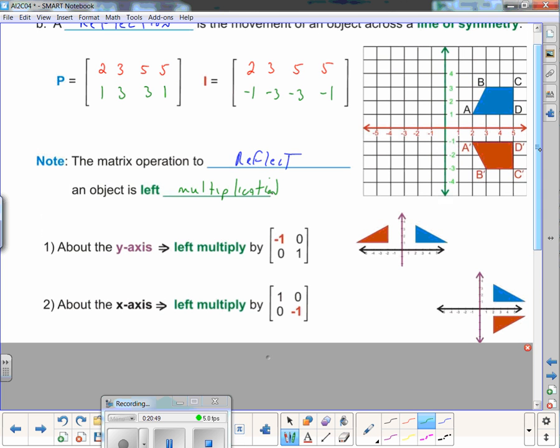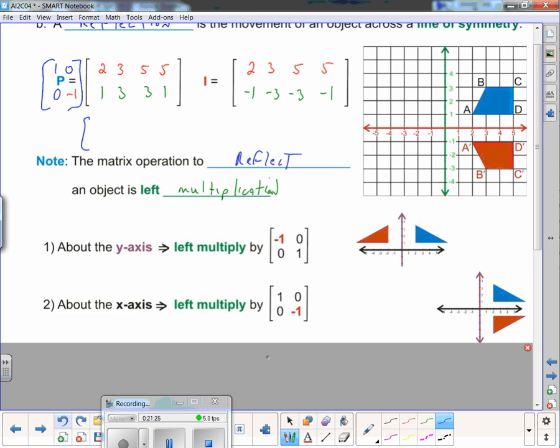So let's go back up here. Remember, it's left multiplication. So what if we multiply this thing by 1, 0, 0, negative 1? You can just watch if you want, or you can write it if you want, but let's see where we end up. So we're going across and down, right? Remember the pattern? Right now I'm going across the top row.